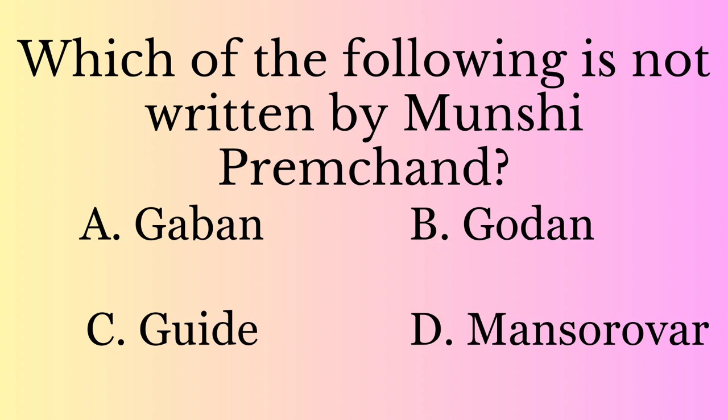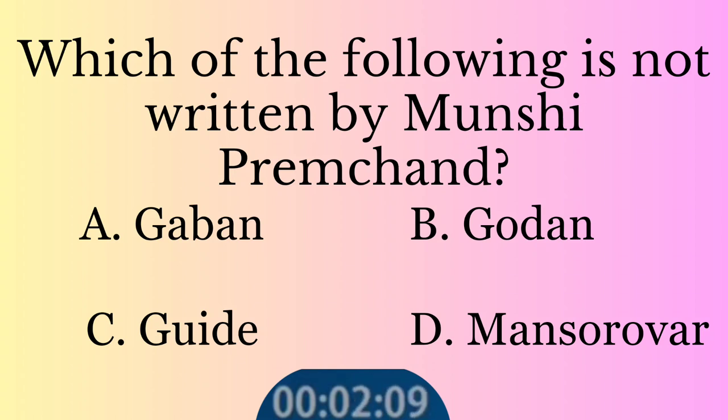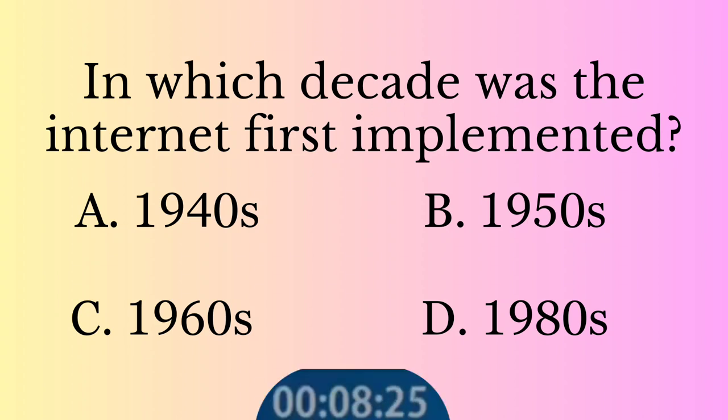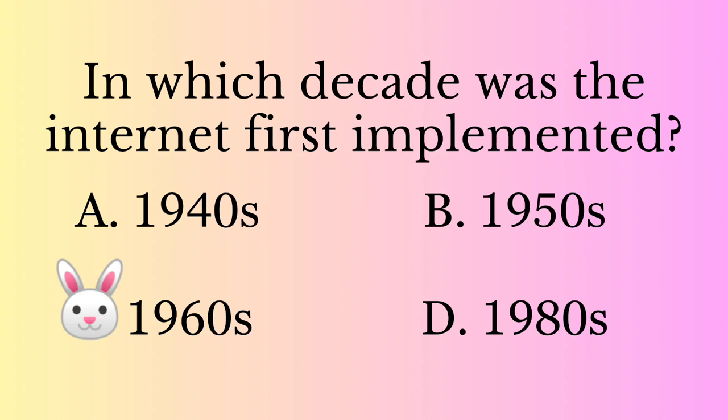Which of the following is not written by Munshi Premchand? Guide. When was the internet first implemented? The first message ever sent over what is now called the internet took place at 10:30 p.m. on October 29, 1969. Back then, the Department of Defense called it Advanced Research Projects Agency Network.